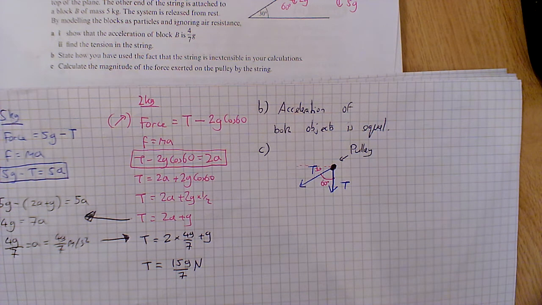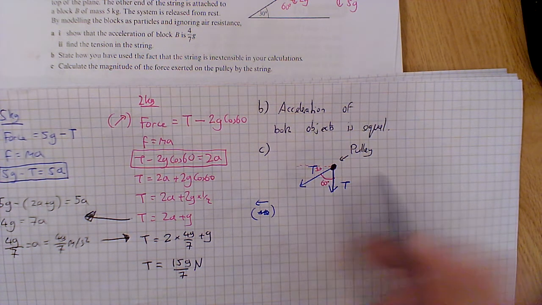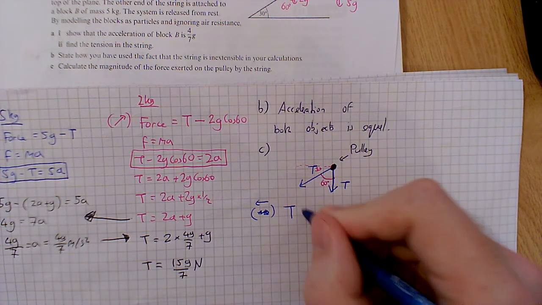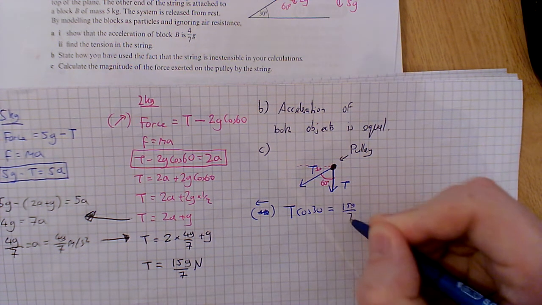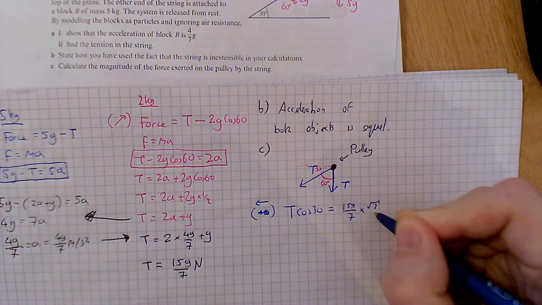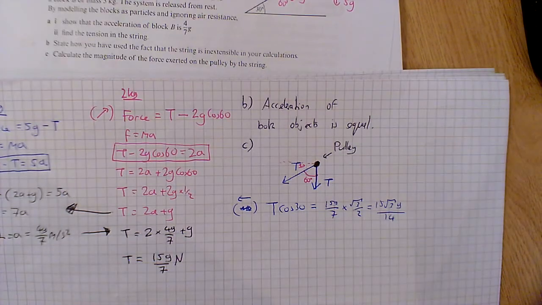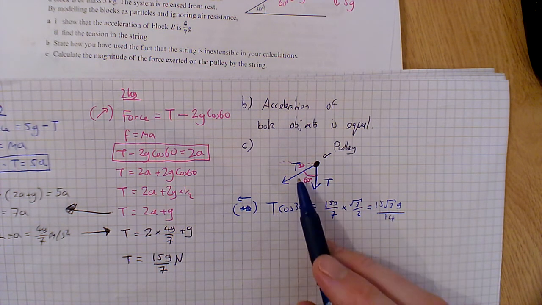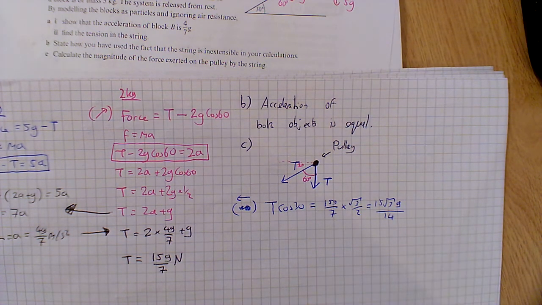So if we were to resolve it, we would see that horizontally, going to the left, there's only one thing pulling the pulley to the left, and it's this tension here, and it's going to be T, and then we're going through this 30 degree angle to the horizontal, so it'll be T cos 30, which is going to be equal to 15g over 7 times root 3 over 2, which is 15 root 3 g all over 14. Okay, so that's just resolving this force, because it's the only force pulling the pulley to the left, and going through the angle of 30, so it's T cos 30, and substituting in from our calculator.